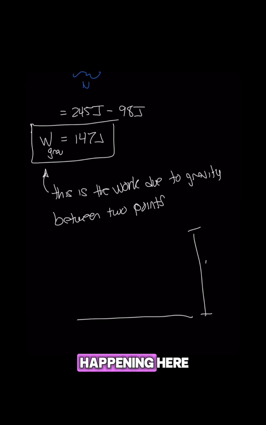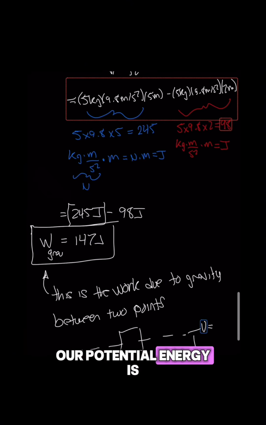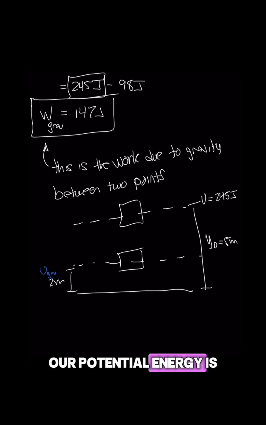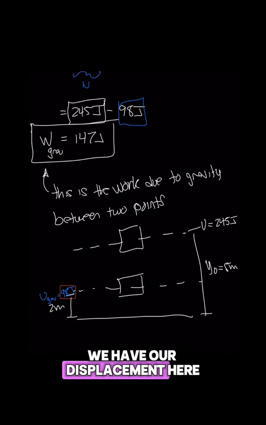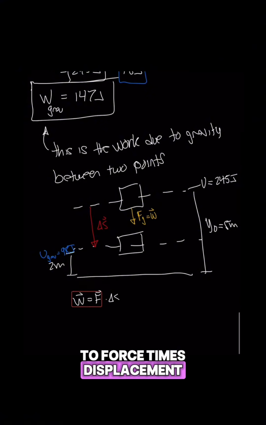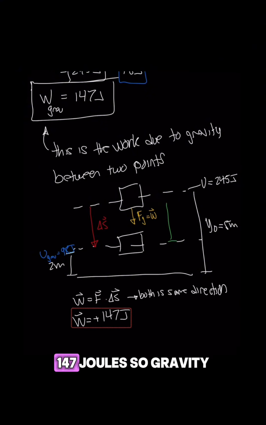So what is actually happening here? If we look at our diagram, at the initial position, our potential energy is 245 joules, and then at our final position here, our potential energy is 98 joules. We have our displacement here, and then we have our force due to gravity. Remember, work is equal to force times displacement. So the work that gravity does between these 2 points is positive 147 joules.